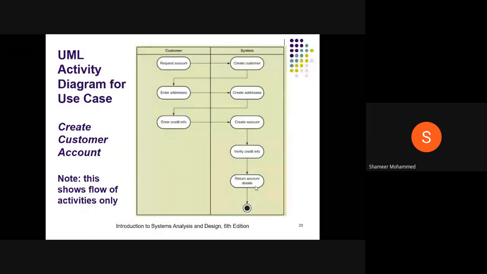Now see here, what is the customer doing? Requesting the account. Customer will enter the account address details. Customer will enter the credit information. The online system, what will it do? It will create the customer. It will create your address. It will create your account. It will verify your information. Then it will give you your details. So the customer is interacting with the system.